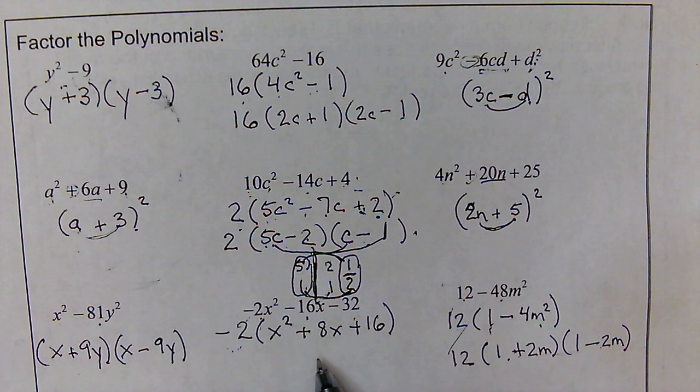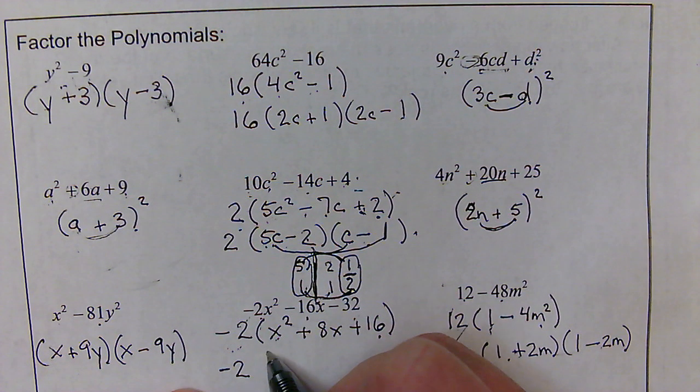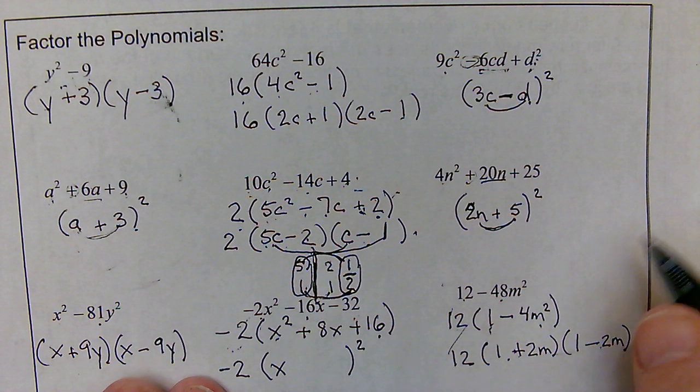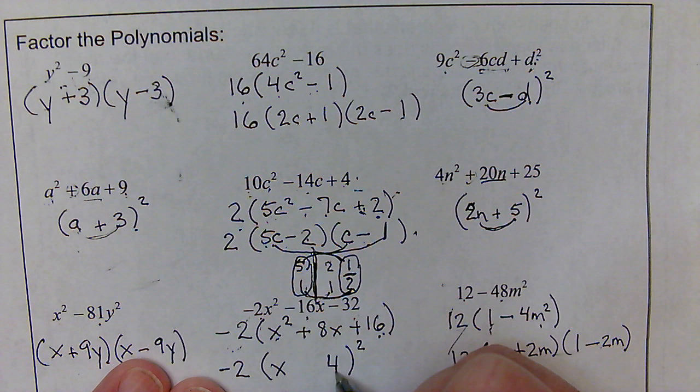On this one, I have to carry along that negative 2. Both ends are positive perfect squares, so it could be a perfect square trinomial. Square root of x squared is x. Square root of 16 is 4. If I multiply these together and double it, 4x times 2 is 8x. So it is, and I use this sign in between.